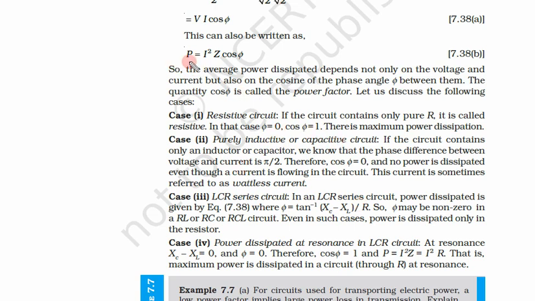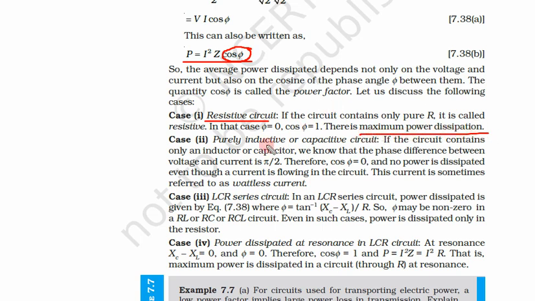So we have learned about power factor, and this cos phi is called power factor because with the changing angle between current phasor and voltage phasor, power consumed in the circuit changes. And we have studied four cases. First case was resistive case, for which there is no angle, or no phase, between current and voltage, hence maximum power is dissipated in the circuit.